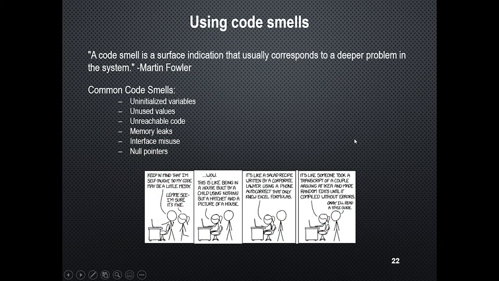Using code smells. First, what is a code smell? Well, a code smell is a surface indication that usually corresponds to a deeper problem in the system. This is the definition given by one of the two individuals who helped coin the term. And as he put it, the idea behind calling them code smells is that they're characteristics in the code that look so bad you can actually smell them.